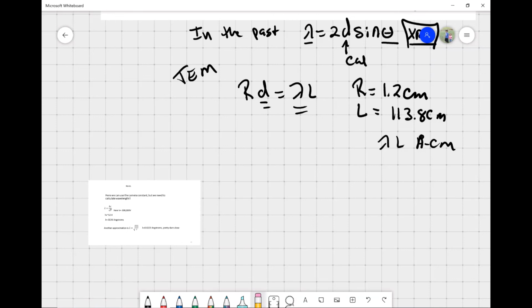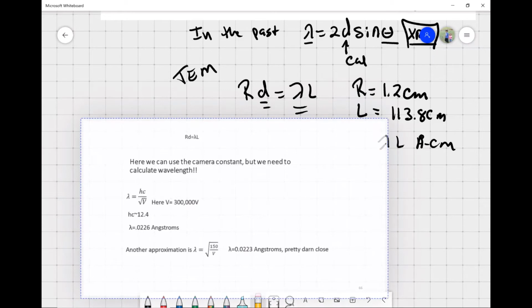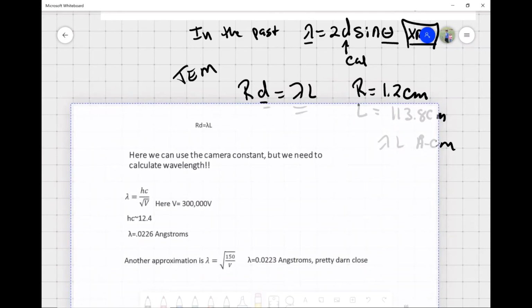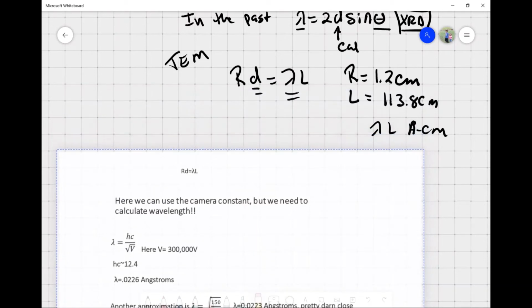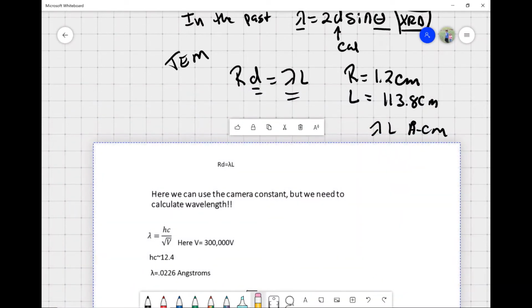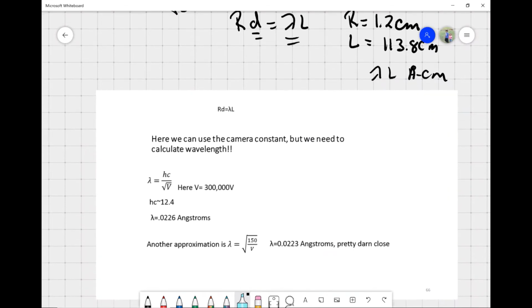And here, if you had eagle eyes, you'll see what I was kind of hiding. We want to use our camera constant, which I've written above, but we need to calculate wavelength. So that ends up being an unknown for us. We want to calculate our wavelength so we can solve for D. And there's that table in the back of the book that tells you, for given accelerating voltages, you have wavelengths.